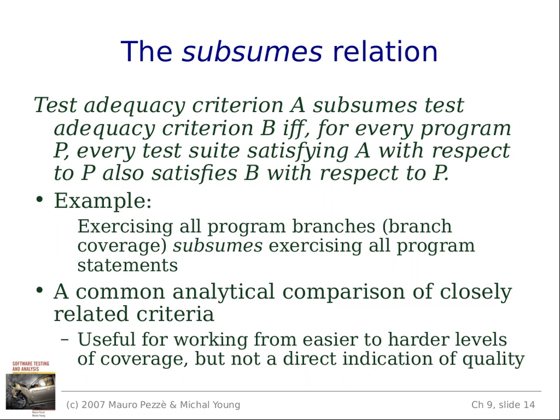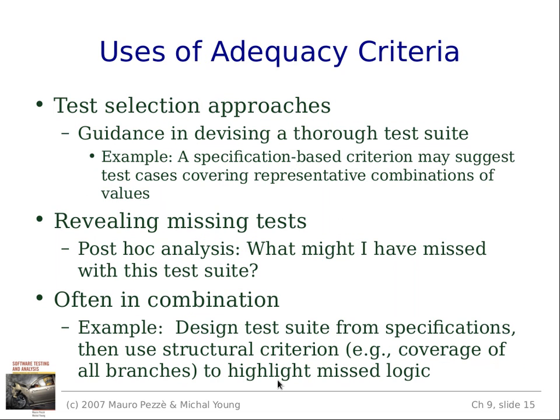So here's an example: exercising all program branches subsumes exercising all program statements. So if you're doing full branch coverage, then chances are you're doing all program statement coverage as well. Although I will tell you that both of those characteristics are still limited, because in general you're not going to get 100% branch or 100% code coverage. Subsumption compares closely related criteria, useful for working from easier to harder levels, but not a direct indication of quality. Again, none of these criteria that we've talked about so far are going to cover everything 100%.